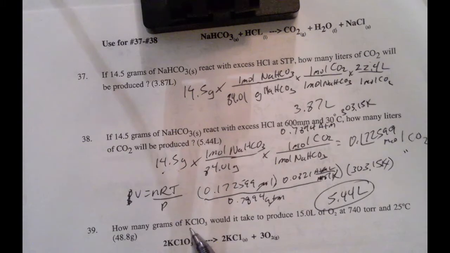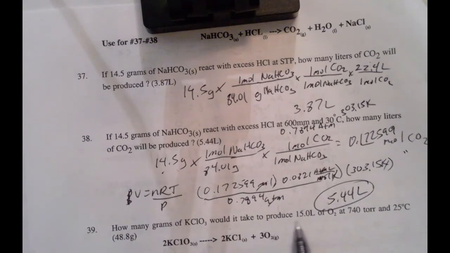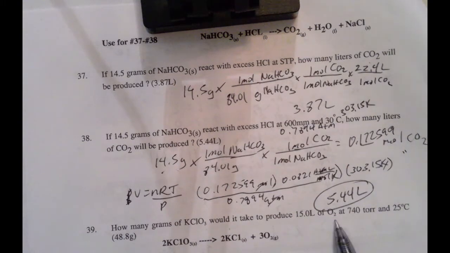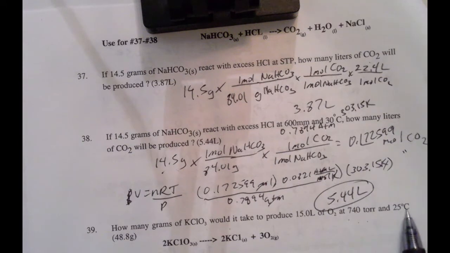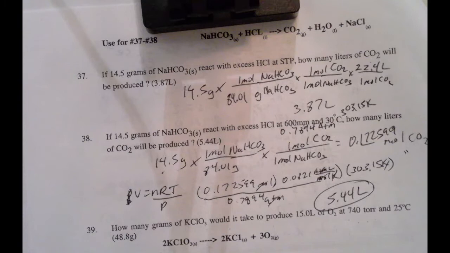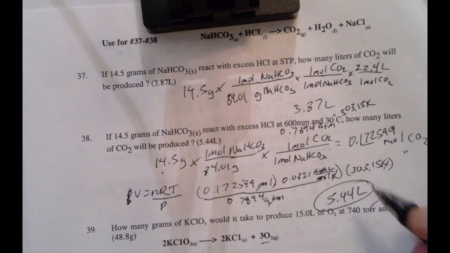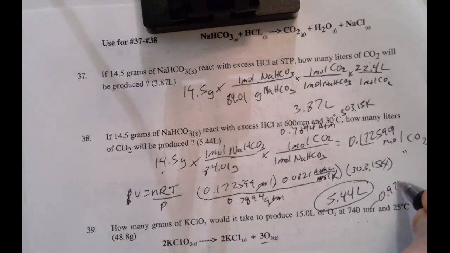How many grams of KClO3 would it take to produce 15 liters of O2 at 740 torr and 25 degrees Celsius? So what we've got to do is, again, find the moles of O2 and then convert from moles of O2 back to grams of KClO3. So 740 divided by 760. It's about 0.9736.